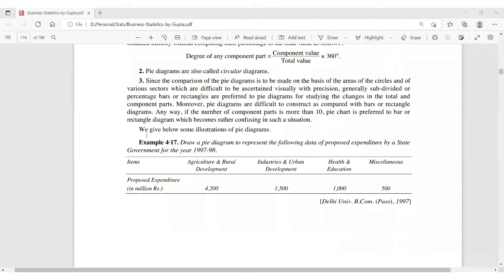For example, let me take this. In this example, draw a pie diagram to represent the following data of proposed expenditure by a state government for the year 97-98. Right? See. Given these items: agriculture and rural development, proposed expenditure is 4,200 million rupees. Right? Industry and urban development, 1,500. Health and education, 1,000. And miscellaneous, 500. Right? We have to show a pie diagram.